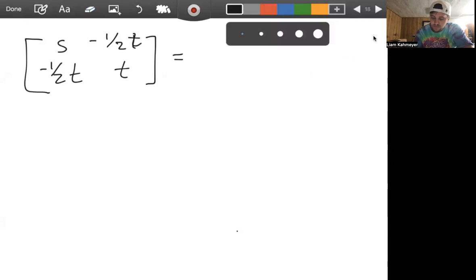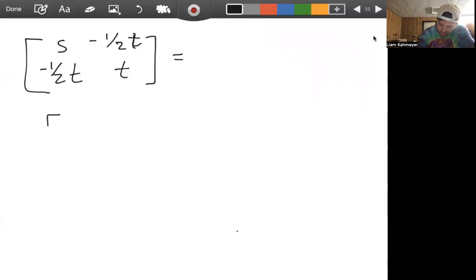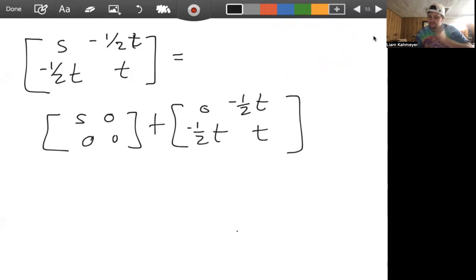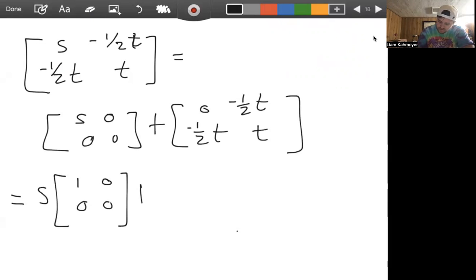I'm going to split this matrix up into where I'm handling entries with S in one matrix and then entries with T in another, right? So let's write this as S, 0, 0, 0 plus 0, -1/2 T, -1/2 T, and T. I like that approach much better. And now we can think about pulling out an S or pulling out a T, right? So if we pull out an S from the first matrix, we have S times 1, 0, 0, 0. And then if we pull out a T from the second matrix, we have 0, -1/2, -1/2, 1.